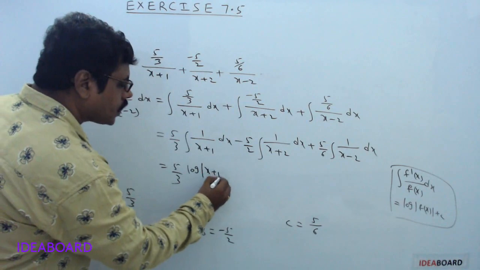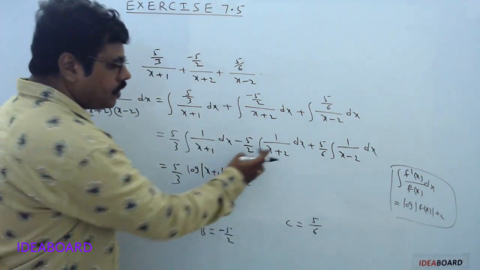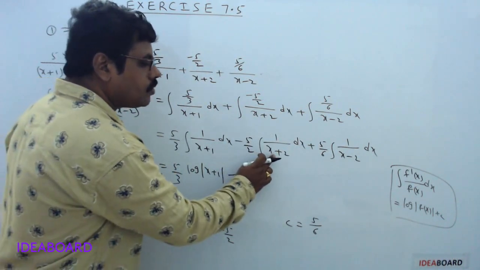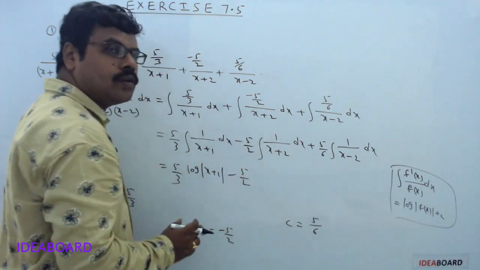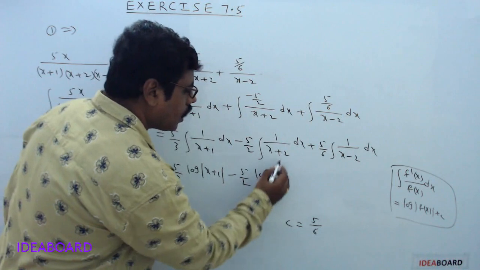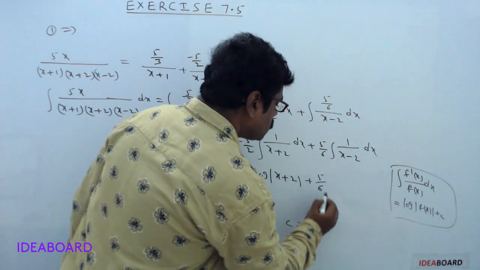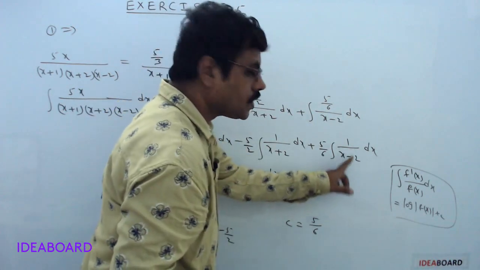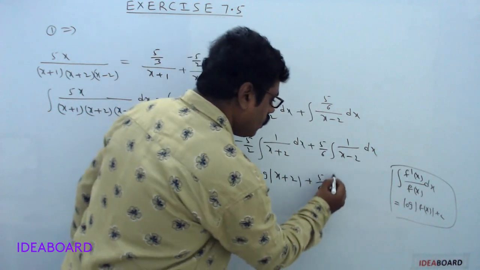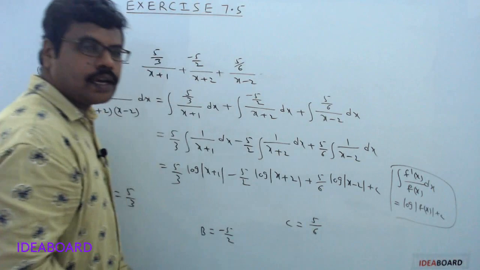Log mod x plus 1, minus 5 by 2 into, derivative of x plus 2 is 1. It means derivative of denominator is in its numerator. By using this formula, what is its value? Log mod x plus 2, plus 5 by 6 into, derivative of x minus 2 is 1. So again, by using this formula, what is its answer? Log mod x minus 2 plus a constant c.